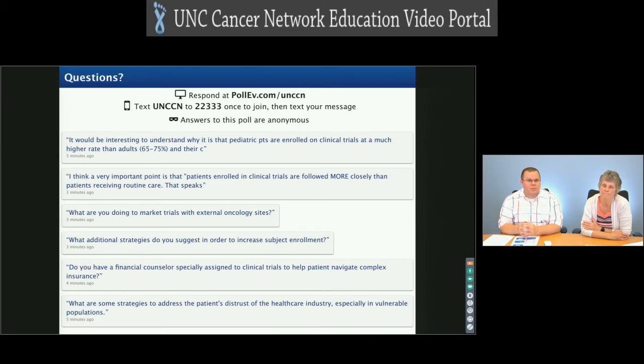And you guys can help with that. And I think we have a comment that was submitted that has a strategy too. It says, I think a very important point is that patients enrolled in clinical trials are followed more closely than patients receiving routine care. So that could possibly be reviewed as a strategy to help. That's right. Good point. Our next question is, what are you doing to market trials with external oncology sites?